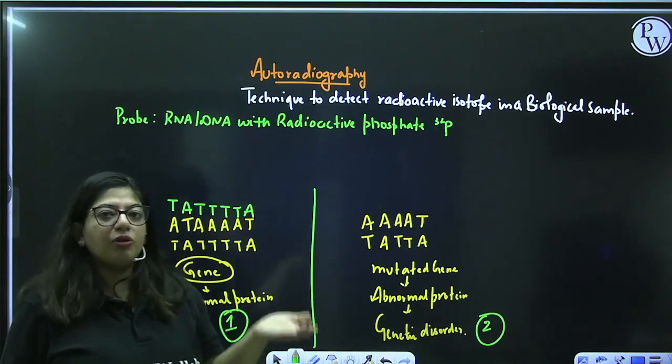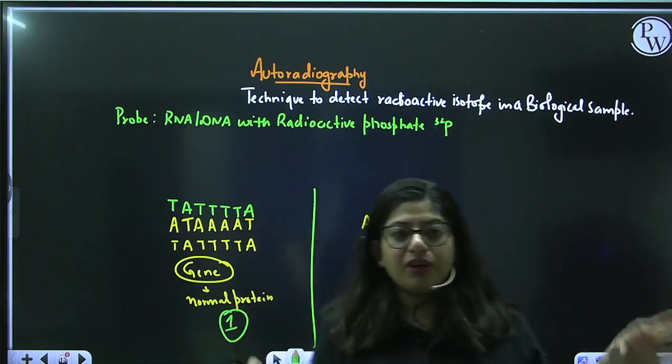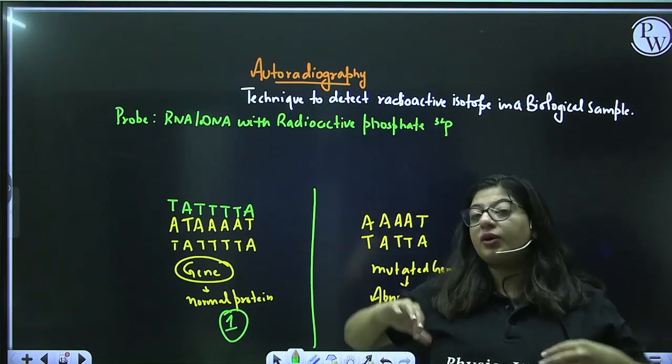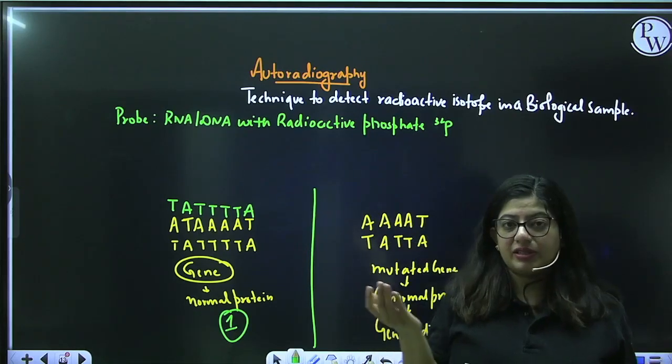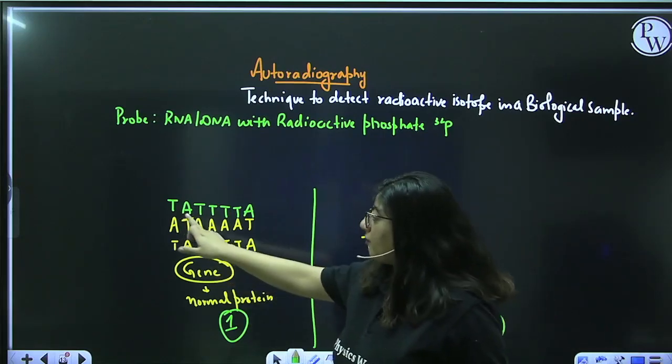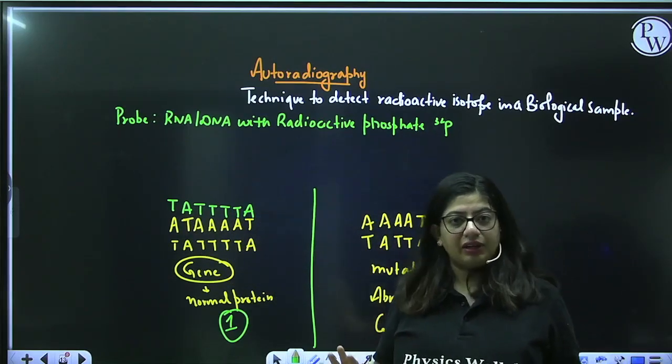What will a mutated gene be? You have no idea. We are assuming maybe a deletion has taken place, maybe the mutation is in another way. You cannot assume what kind of mutation has taken place. But one thing that you can assume is that if a person is normal, the person will have such a sequence of DNA.